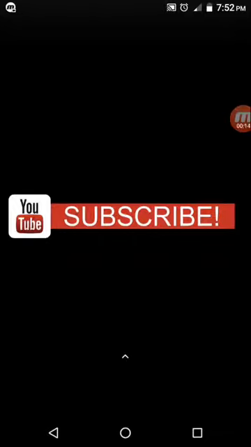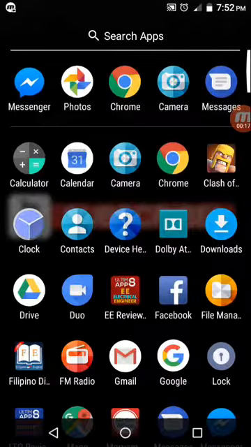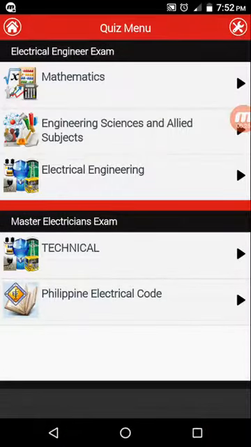Now we are going to use the application EE Review, the ultimate app for the electrical engineer. So now we are going to answer this quiz: electrical engineer exam and master electrician exam. In the electrical engineer exam there are three subjects: mathematics, engineering sciences and allied subjects, and electrical engineering. And in the master electrician exam there are technical and the Philippine Electrical Code.